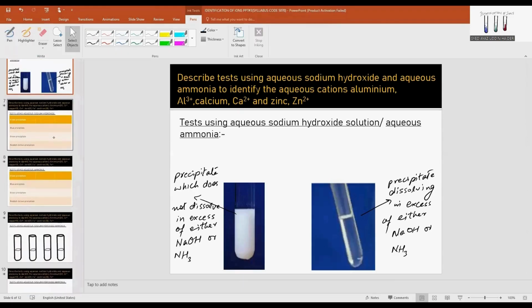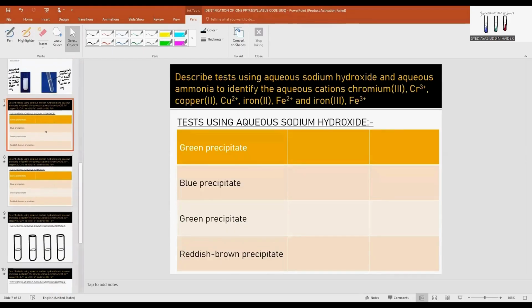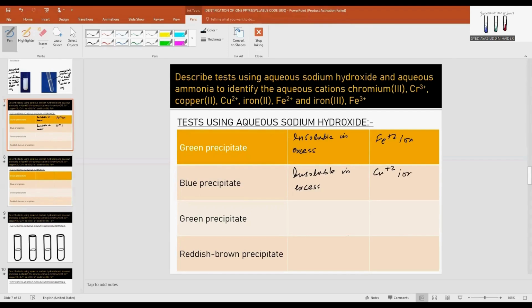The tests for colored ions are easy to remember. These tests will be performed when the sample solution is colored. First, I will start with aqueous sodium hydroxide. Green precipitate, it's insoluble in excess, and must contain Fe2+ ion. A blue precipitate insoluble in excess must contain Cu2+ ions.